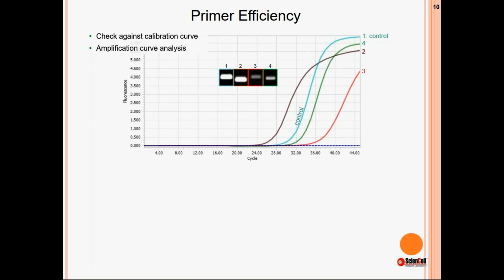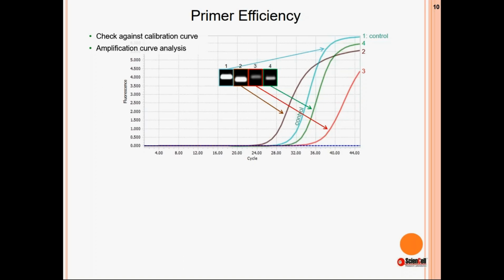This is what we do at Sciencell, and what's shown on this slide is actually an example of how we excluded two primer pairs from our GeneQuery arrays. For amplification curve analysis, you simply plot your amplification curves alongside a positive control. In this case, our positive control curve for gene 1 is a teal-blue color. Now you compare the slopes of the linear portions. They should be roughly parallel, and anything over or under that slope would be considered suboptimal.